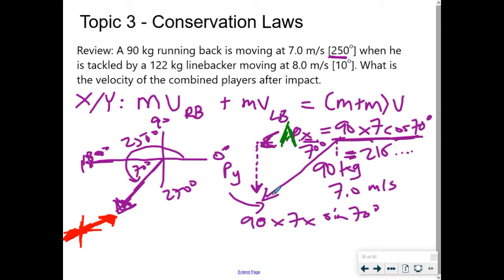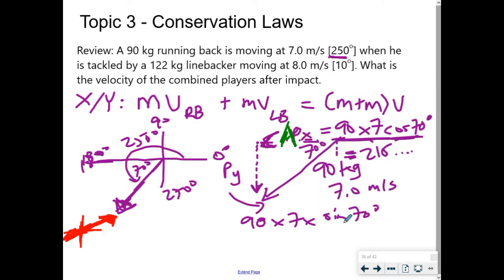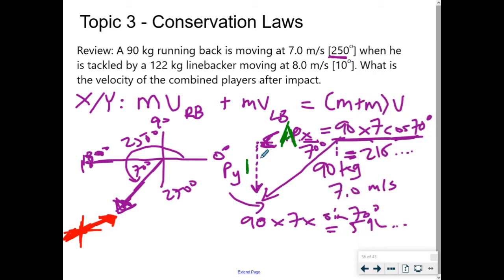And I'm going to do the exact same work, 90 times 7 times the sine of 70. I got a number of about 592. So when I did this side right here, I got 592. But again, keeping track of all that's kind of crazy. I'm just going to call that side B. And so that was for the running back, its x and y momentums. Store as B.